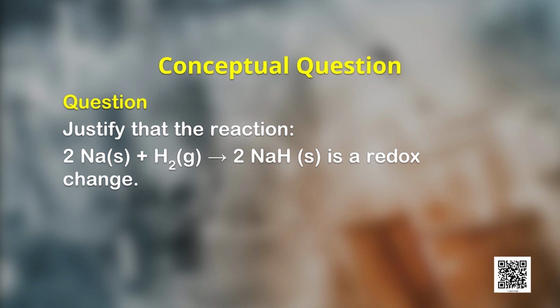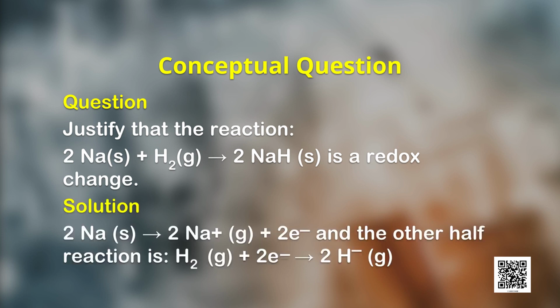Let us understand the concept of electron change with the help of an example. Justify that the reaction in which 2 moles of sodium react with 1 mole of hydrogen gas and form 2 moles of sodium hydride is a redox change. We can justify it like this.